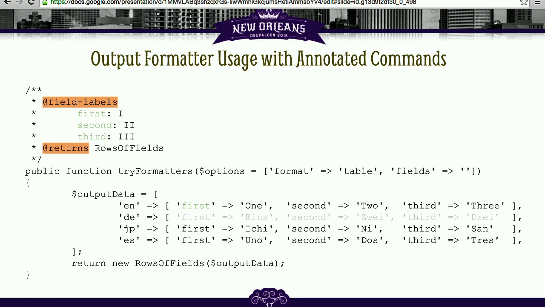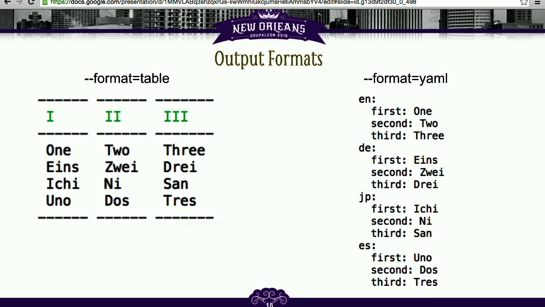So what can we do with that? On the left, you can see an example of what a format table looks like. This is just a normal Symfony table object that formats the data. And on the right, I've shown you the same output formatted in YAML. So it looks just like the array that the function was returning.